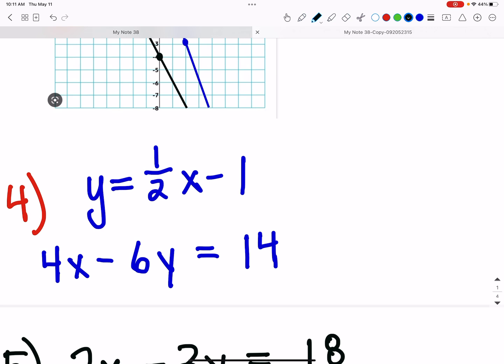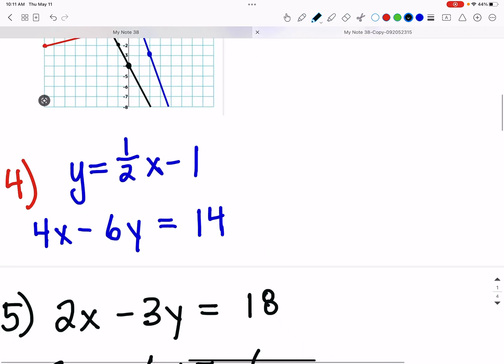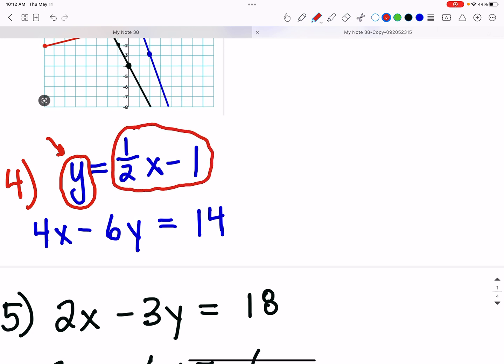Okay, whenever we're going to do substitution, we're looking for one sentence like this that tells us anytime we see a y, we can plug in 1/2 x minus 1. So down here, I see a y, I can plug in 1/2 x minus 1. If you're still struggling on these, 4x minus 6, and I'm going to take out the y and plug in 1/2 x minus 1 equals 14.